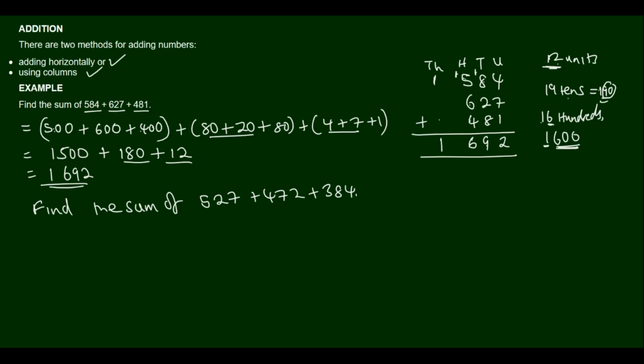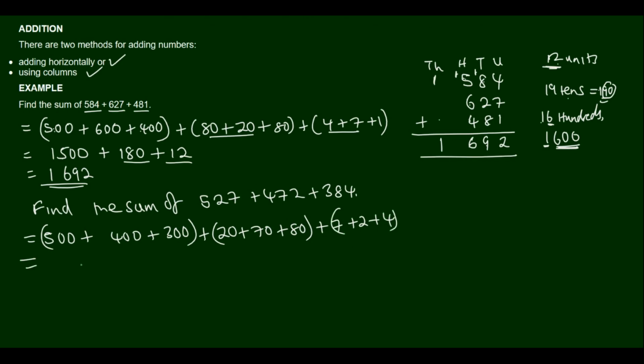We can start by adding horizontally. We have the hundreds. We have 500 plus 400 plus 300. We've added the hundreds, then we go to the tens, plus 20 plus 70 plus 80. These are the tens. We go to the units, plus 7 plus 2 plus 4.